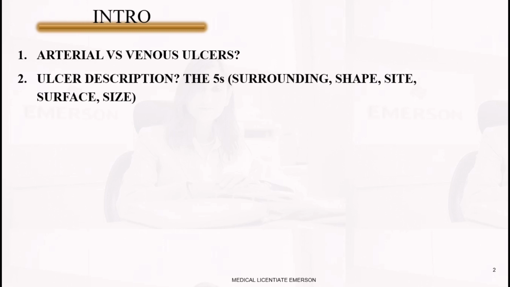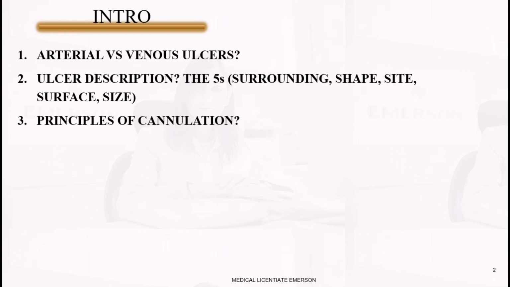The ulcer description. So what are the 5Fs of ulcer description? We have surroundings, shape, size, site, and surface. The thing is, I'm going to be giving some of the things like a revision. I'm going to be commenting on some of the things, then other things I won't be commenting on. I'll just be giving the questions.